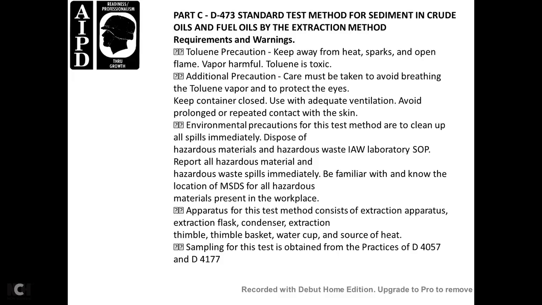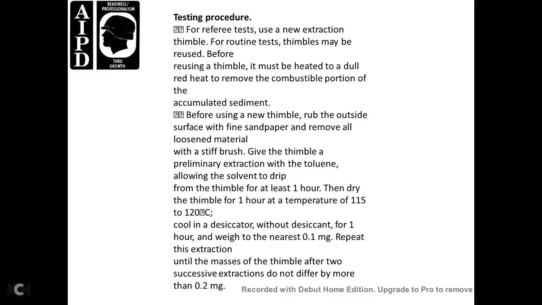Apparatus for the test method consists of extraction apparatus, extraction flask, condenser, extraction thimble, basket, water cup, and source of heat. The sample for this test is obtained with the practice of D4057 or D4177. Testing procedure for the referee result: for the referee test, use a new extraction thimble. For the routine test, the thimbles may be reused.